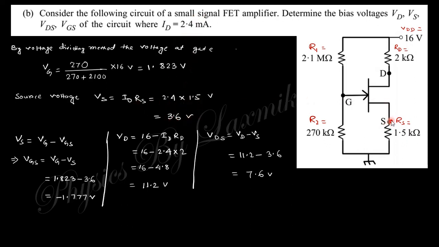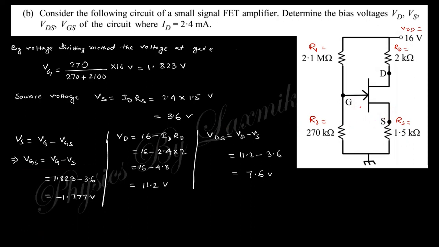The voltage at this point is 3.6 volt, and the voltage at point D is nothing but 16 minus ID RD. ID is 2.4 and RD is 2 kilo ohm. So finally you will get 16 minus 4.8, that is 11.2 volt. So this is the voltage at point D. So you will get these values of VG, VS and VD. Then you will get the value of VGS. VGS is nothing but VG minus VS. So you will get the value of VGS. This voltage is VGS.